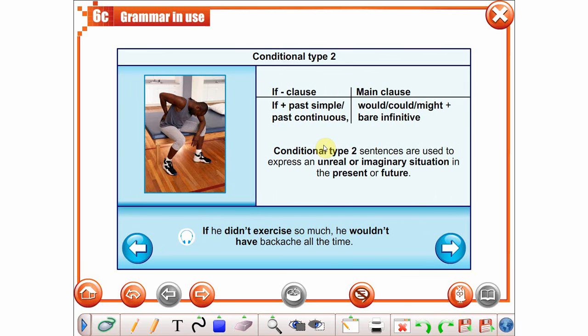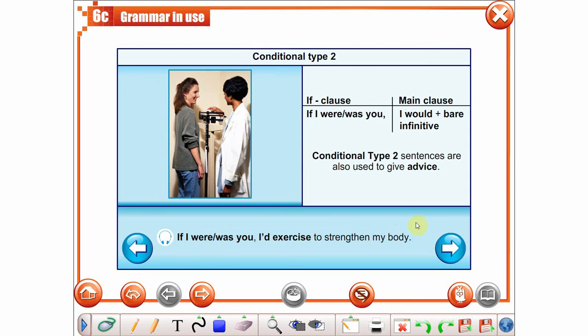Now the second type, conditional type 2. Here if is followed by past simple or past continuous. When if is followed by past simple or past continuous, the main clause should have would, could, or might plus infinitive. For example, if he didn't exercise so much, this is past simple, he wouldn't have backache all the time.